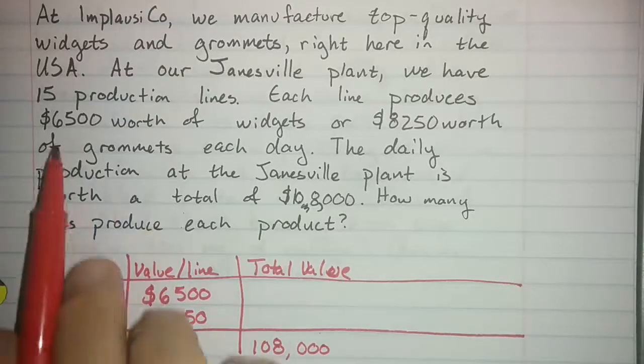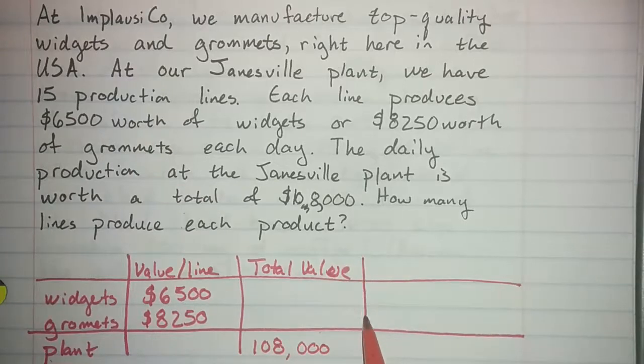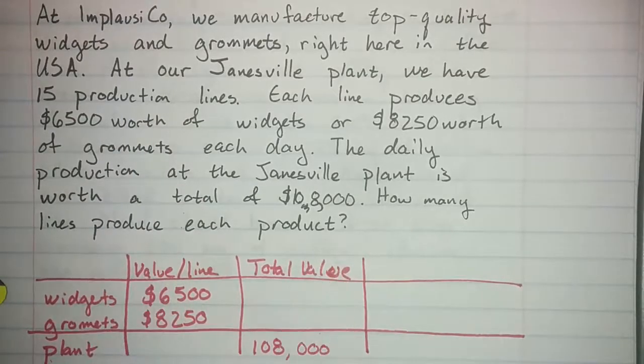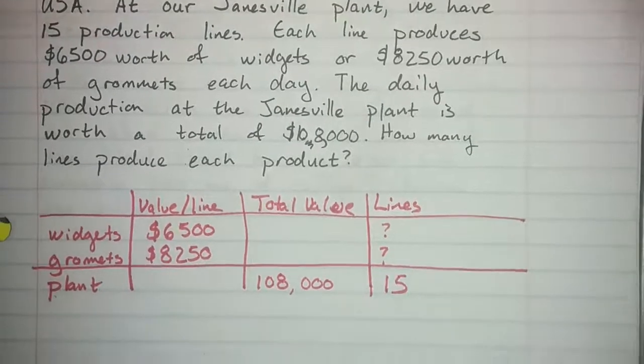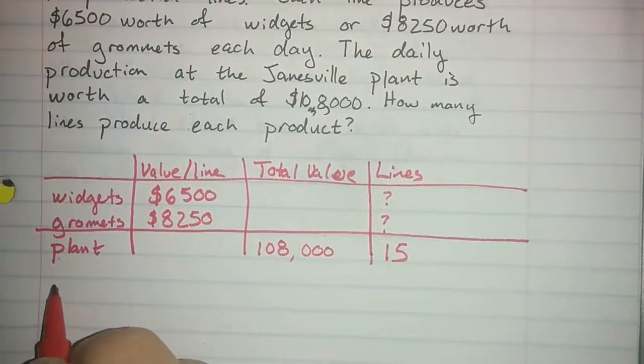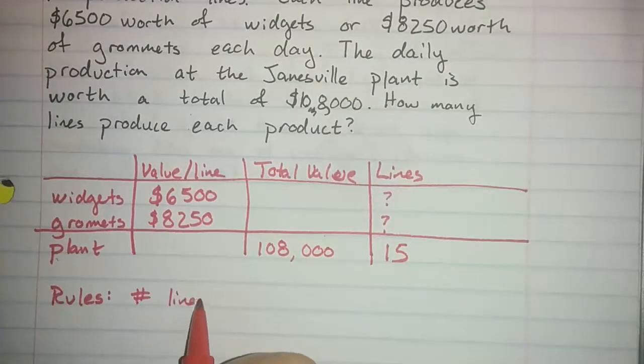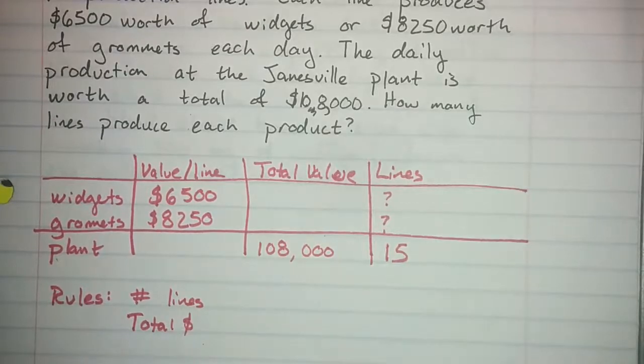We do, don't we? We know how many production lines there are. And in fact, our unknowns are also about production lines. Right? How many lines produce each product? There are 15 together. What are our rules? Our rules are the number of lines and the total value. And of course, the total lines will be the lines for widgets plus the lines for grommets. The total value will be the value for widgets plus the value for grommets.